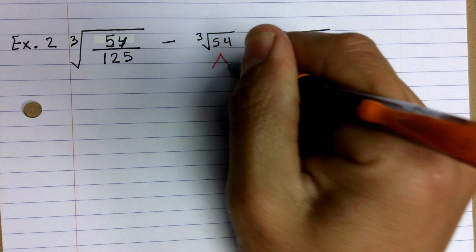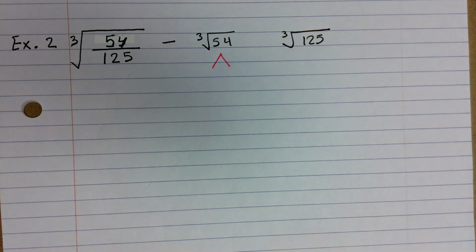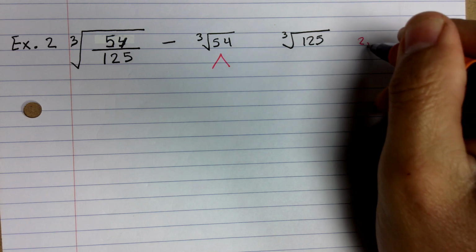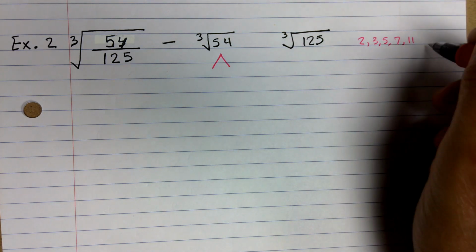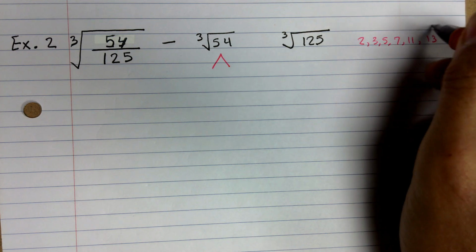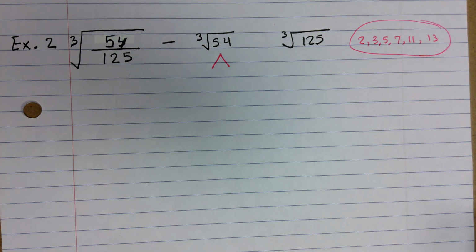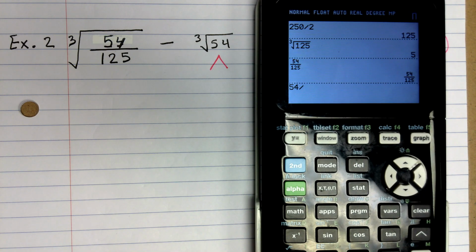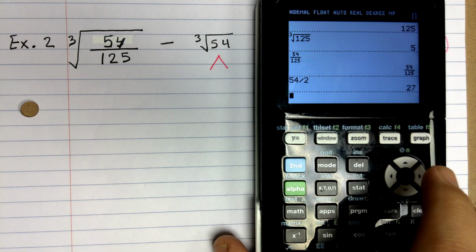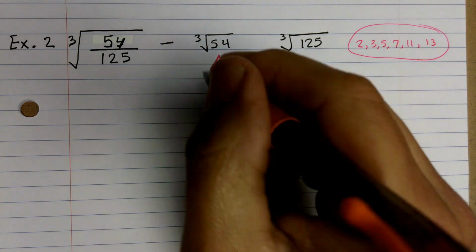So in this first one, I'm going to see what I can break down 54 into. So I'm going to use my prime numbers: 2, 3, 5, 7, 11, and 13. One of these numbers should work for breaking this down. So I'm going to start with 2. Can 54 be broken down by 2? And it does: 2 and 27.